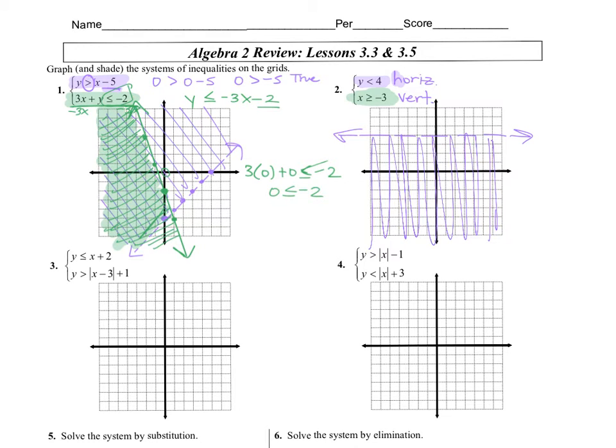And then x is greater than or equal to -3. That's a solid line at -3. And if x is greater than or equal to -3, that's all of this. So my overlap right now would be all of this.